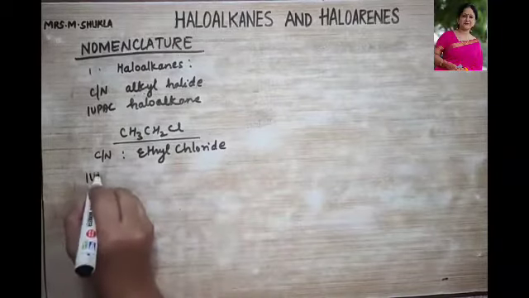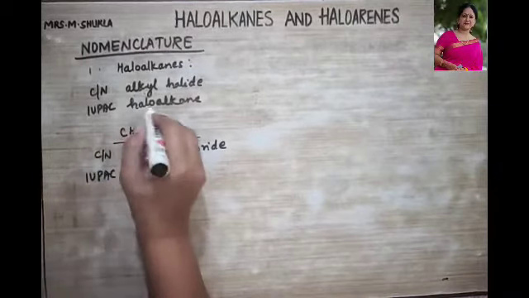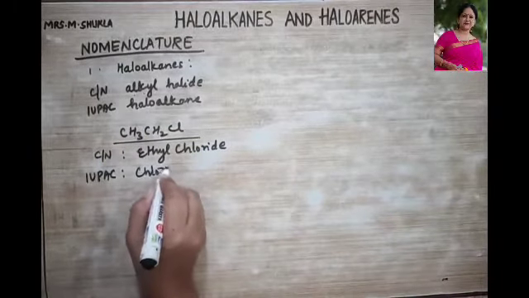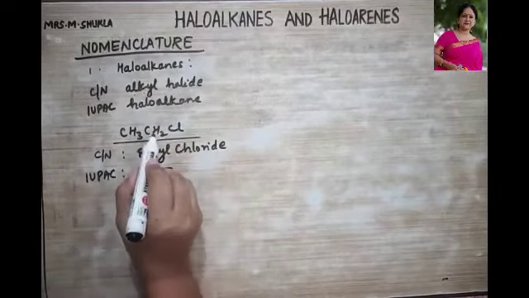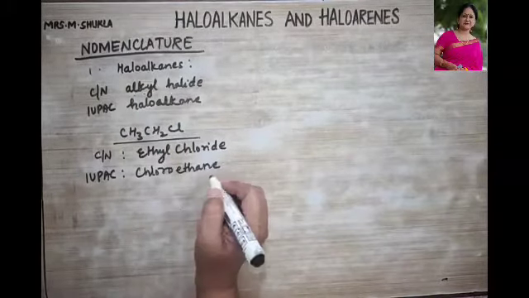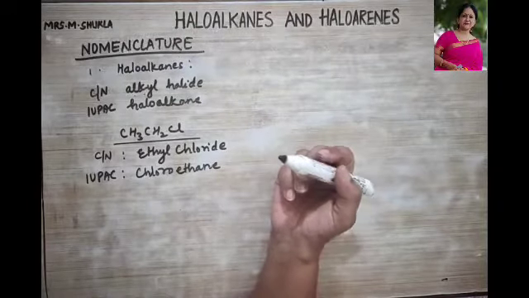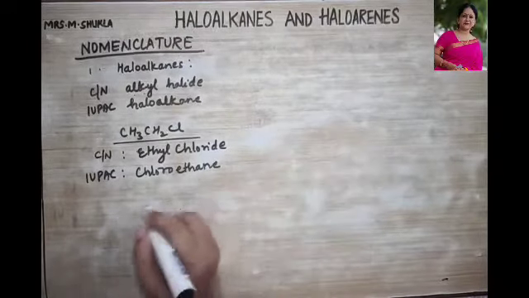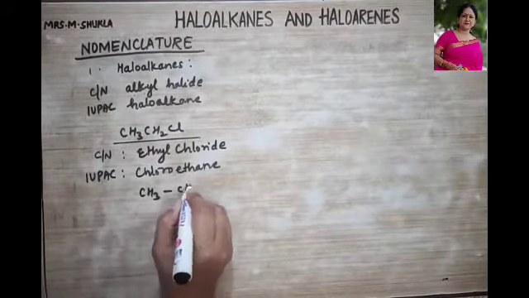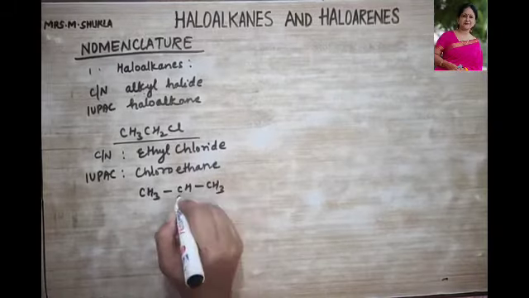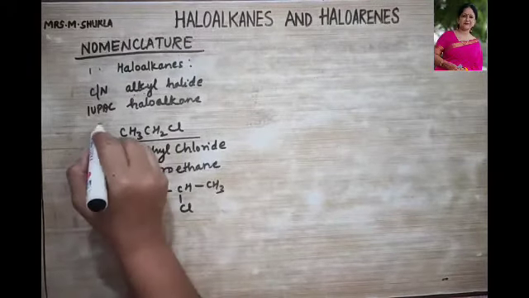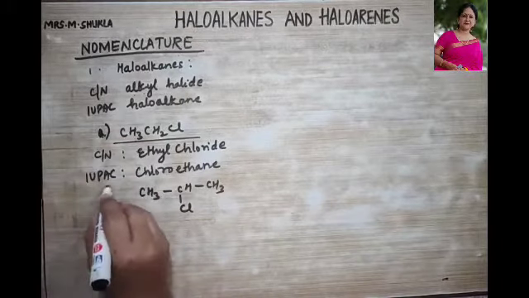Okay, and if we have to write down the IUPAC name, halogen has to be mentioned first. So what is the halogen? Chloro and alkane. Which alkane? Methane, ethane. So chloroethane. So chloroethane is the IUPAC name of this compound. Clear? Let's take another example like CH3, CH3, and if I write over here Cl. Now this is example A, this is example B.